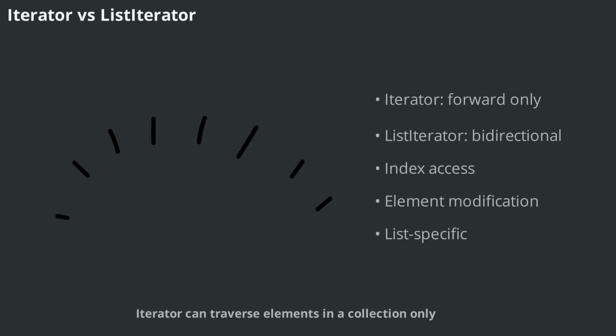Iterator can traverse elements in a collection only in the forward direction and is used for map, list, and set. List iterator, however, can traverse elements both forward and backward, but only for lists. List iterator provides methods to obtain indexes and modify or replace elements, while iterator cannot. List iterator also allows adding elements at any time, making it more versatile for list manipulation.